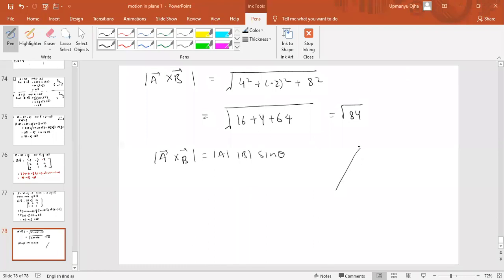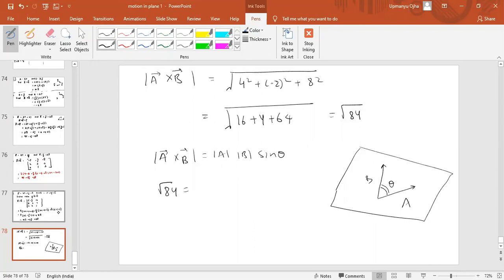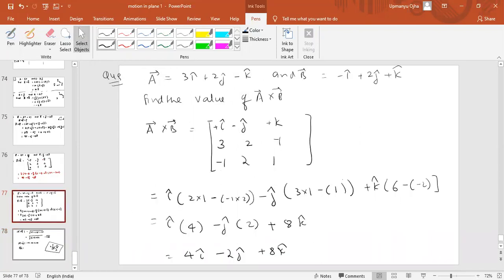See, you take this plane like this, okay? In that plane, we have two vectors, A vector and B vector. I am finding this angle theta. So how can I find this angle theta? Modulus of A cross B equals mod A mod B sine theta. Fine. So mod of A cross B we have found, that is root 84. So root 84 equals modulus of A, so modulus of A we have to find. Here only I can find mod A.